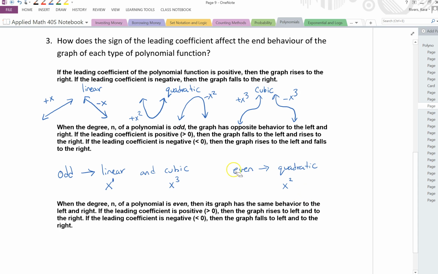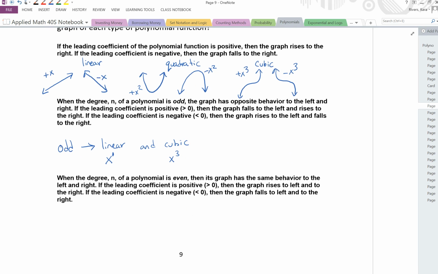Okay? So we don't really need to talk about the quadratic up here. We're going to talk about it down here. But it says when it's odd, the arms are opposite. So that's talking about the cubic function and linear, and you can see that one arm is up and the other arm is down, regardless of which way it's facing. Whereas with the even, like our quadratic, the arms are the same. So either both up or both down.